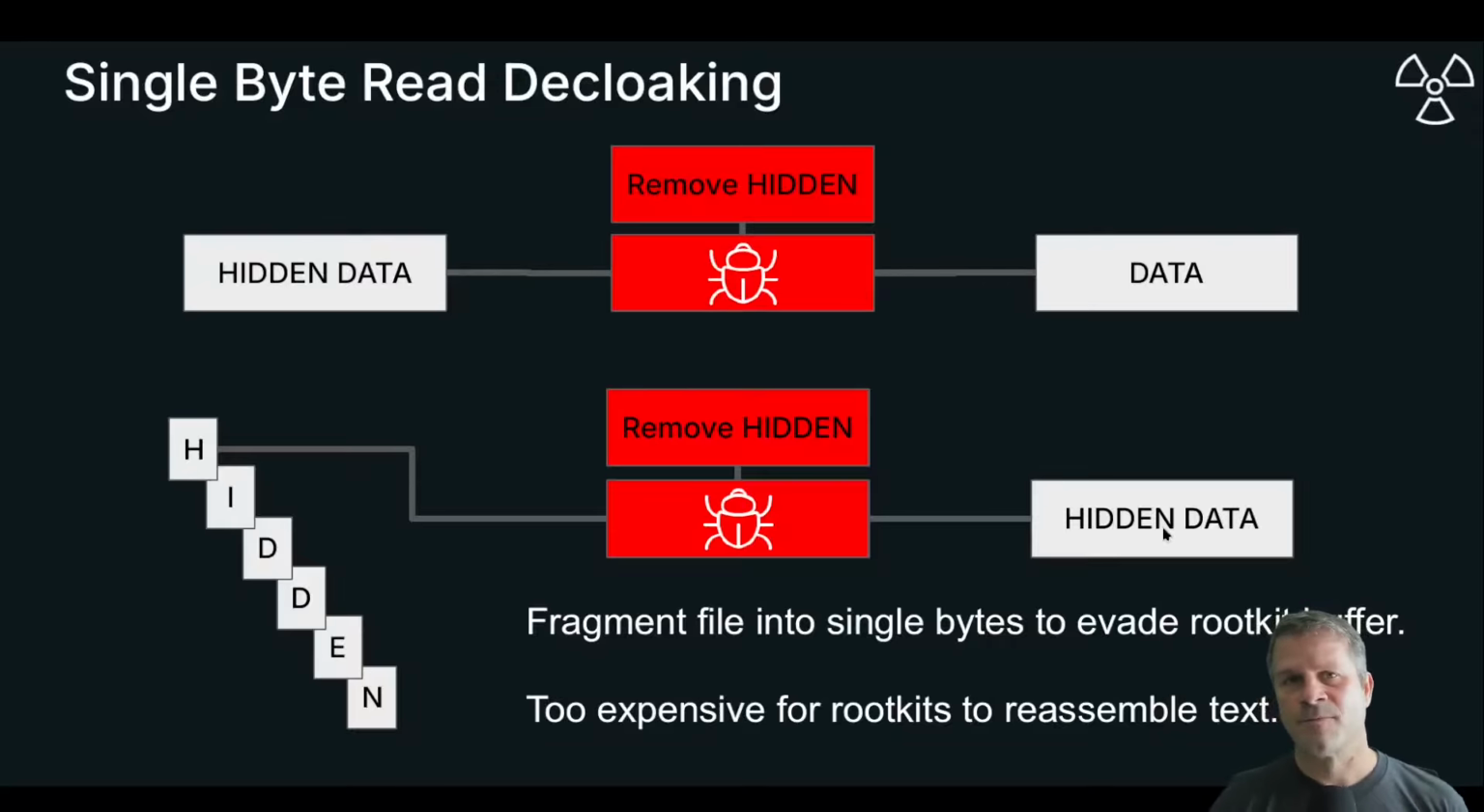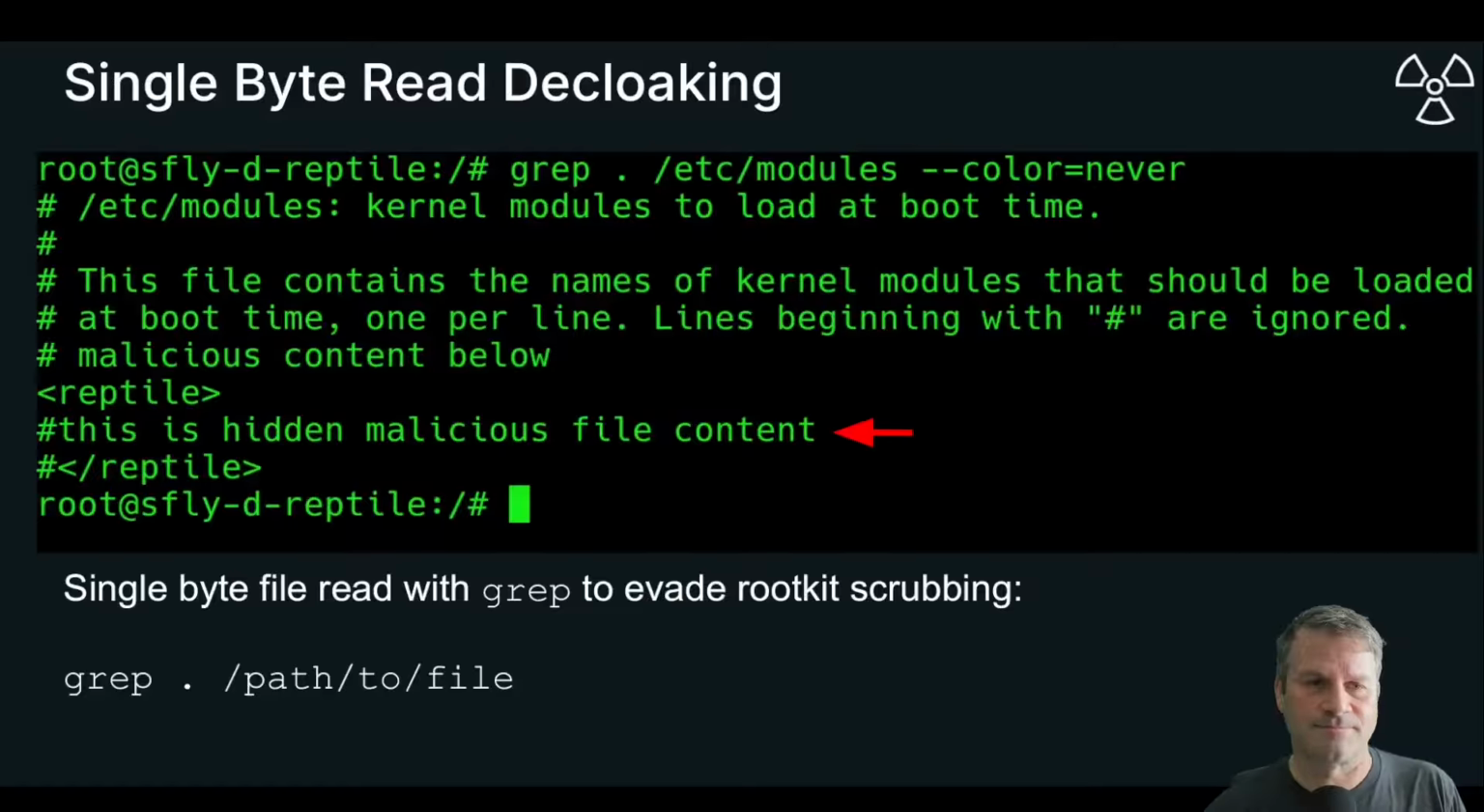If you think about a rootkit needing to reassemble a buffer of characters and search every one of them for their matching text, they're just not going to do it. It would slow the system down terribly. And as a result, we can get a full read of what's going on. So how does this work in practice? You're thinking, this sounds extremely complicated. How am I going to read a file a byte at a time? Well, it turns out it's actually incredibly simple to do on Linux.